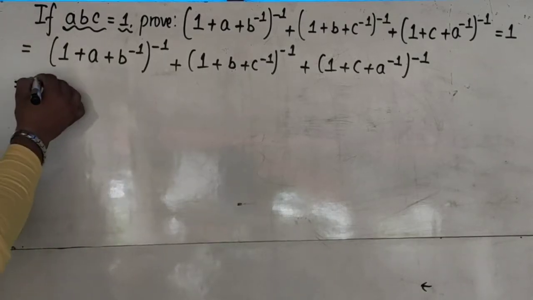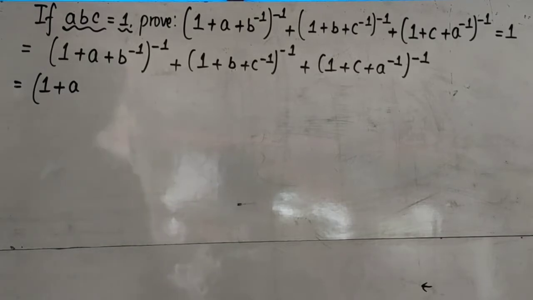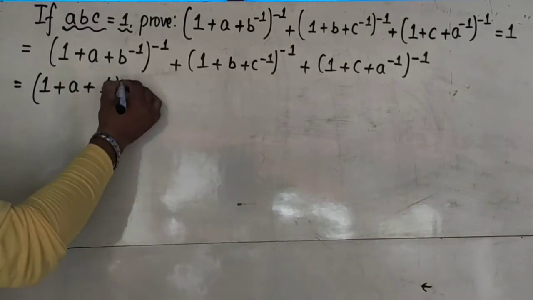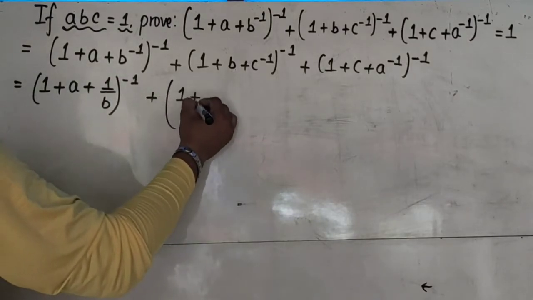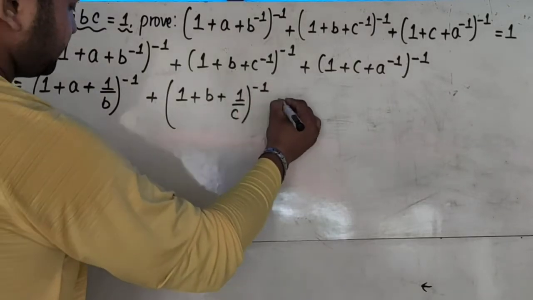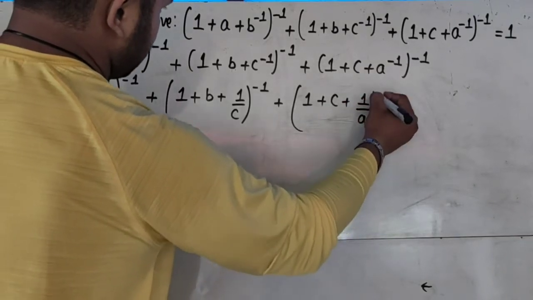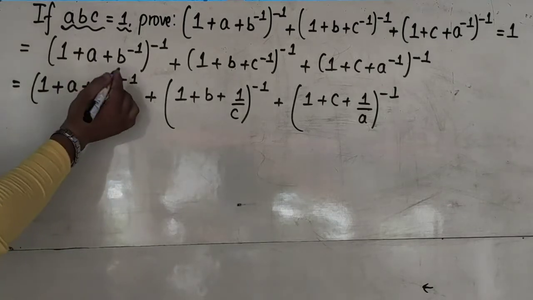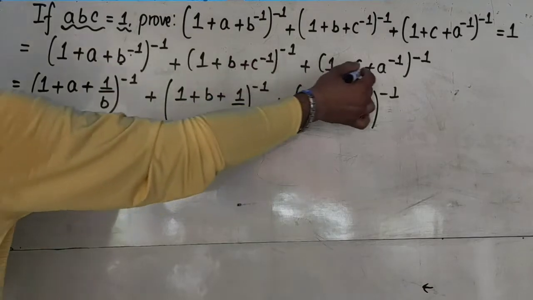So now here I begin. 1 plus A. The rule of indices says that if there is a B with the power minus 1, then this can be written as 1 by B. We'll do the same thing here. 1 plus B plus C inverse can be written as 1 by C. 1 plus C plus A inverse can be written as 1 by A. Okay, what we did is we just substituted the value of B inverse, C inverse and A inverse.